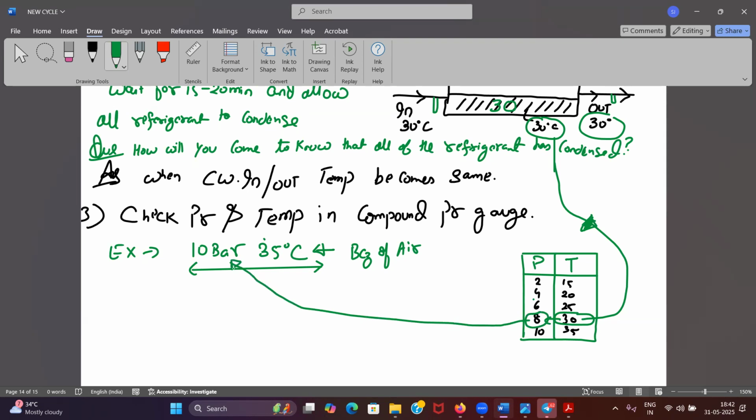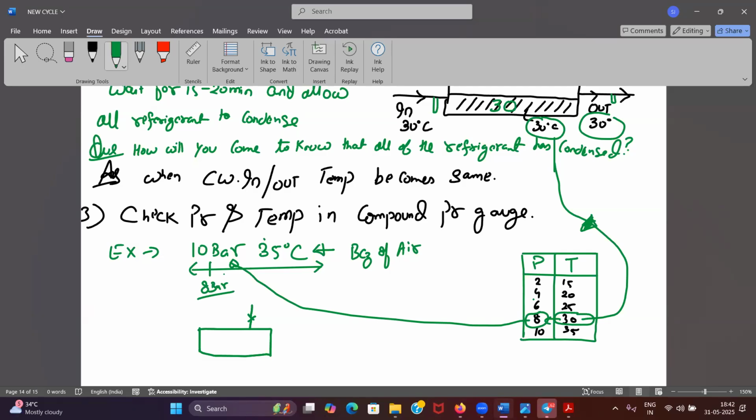10 bar. So when you want to vent your system, how much will you vent? Until this 10 bar becomes 8 bar. Is it clear? Yes, sir. Has everyone understood what I am going to do now? See, I have to have a certain idea of how much I have to vent.